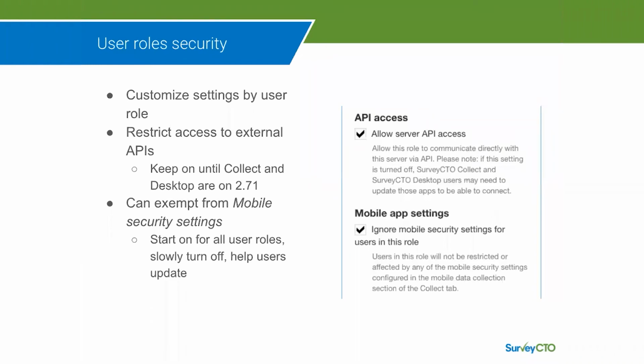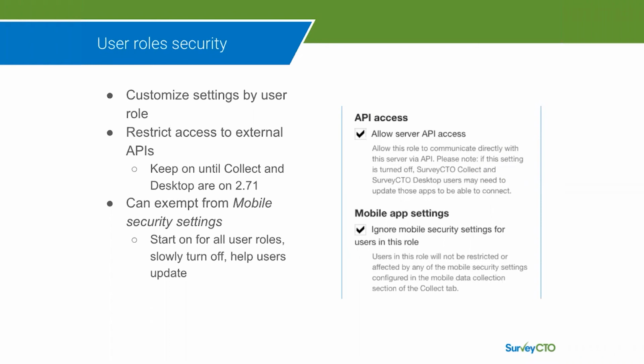If you were to start requiring new security settings for all users at once, you might have dozens or even hundreds of enumerators calling and complaining that they can't use SurveyCTO Collect. For example, if an enumerator never set up device encryption, but device encryption is now required, then SurveyCTO Collect will stop working properly, and the enumerator might not even know why.